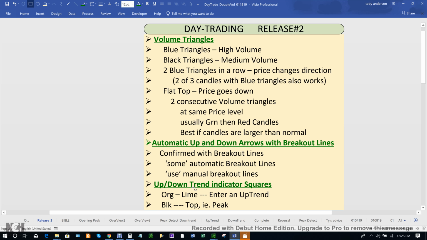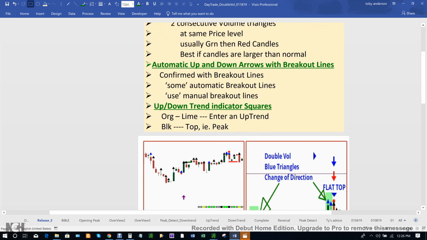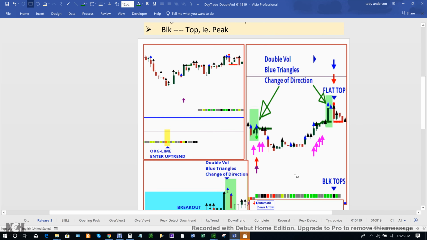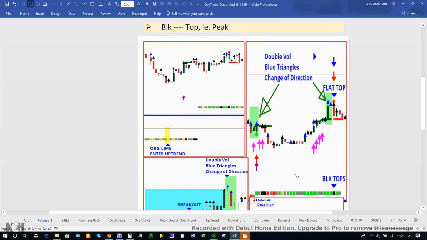In other words, gray means there's no volume. These trend indicators tell you whether they're volume based at all. So if it's gray, it's no volume. If any other color shows up, there's volume behind that associated candle. So now I want to show you examples of this.